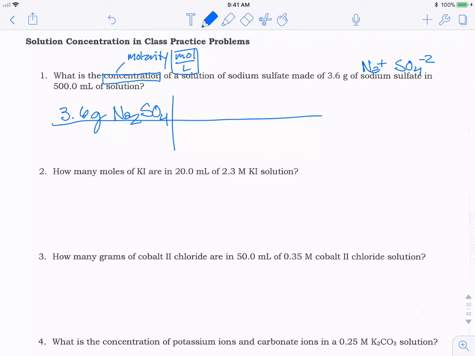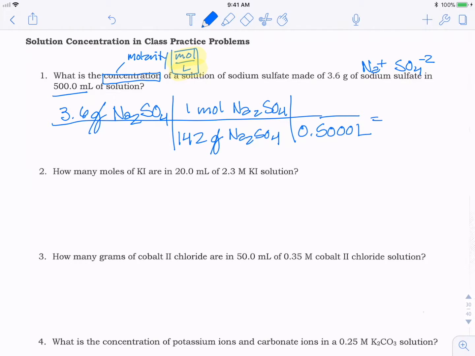Pretty much as soon as you're in grams, you need to change to moles always. So look up the molar mass of sodium sulfate, and I'll calculate that too. It's 142 grams per mole. Okay, and then we need to figure out moles per liter. So the grams have canceled out. We've found our moles. Now we need to find our liters. So it tells us right here we have 500 milliliters of solution. So I'm going to change that to liters. So that's a half liter.